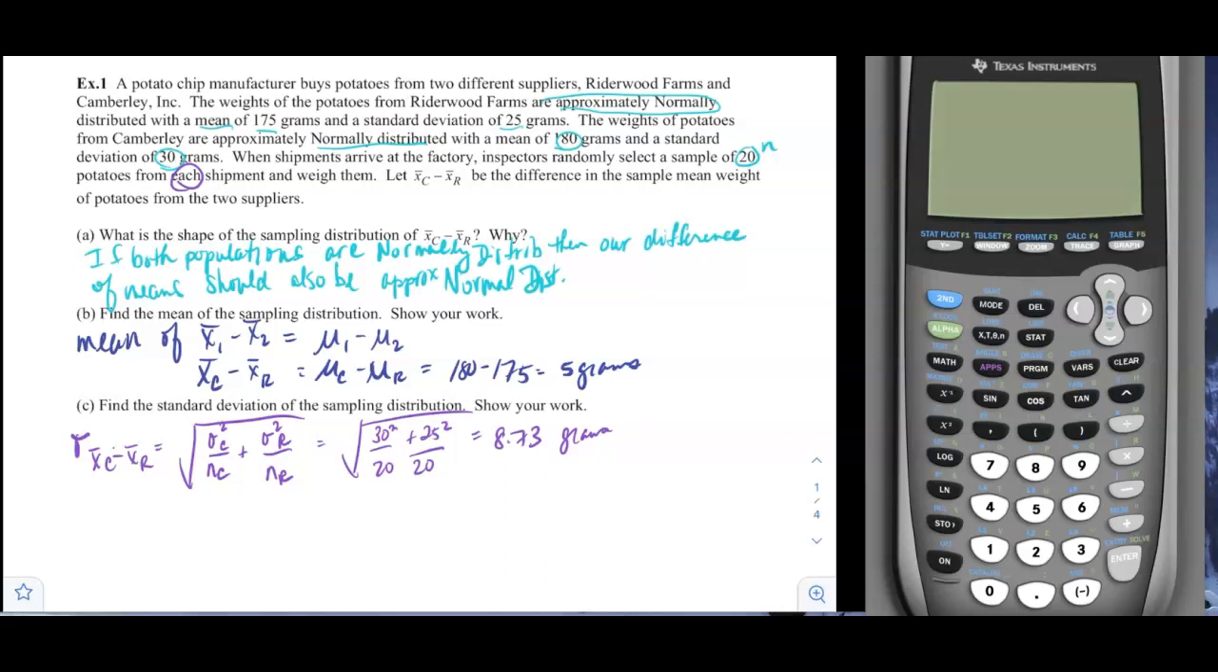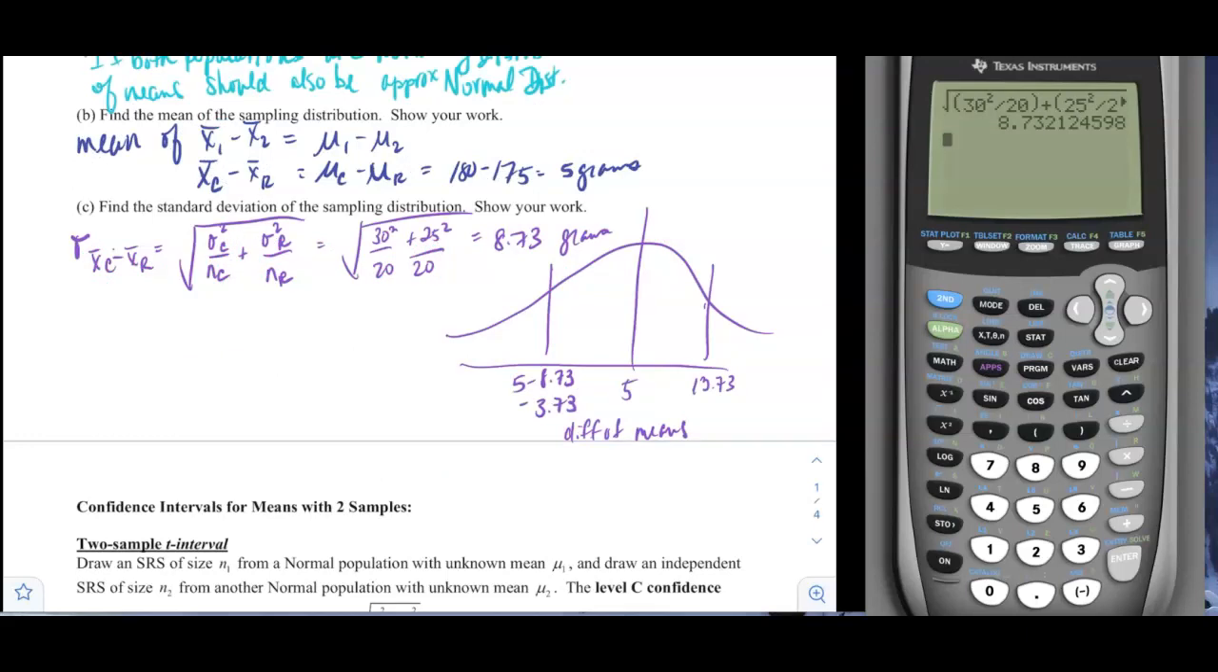So now we could draw our normal curve and say that the difference has a 5 right in the middle of that, and that it's an 8.73 spread. So basically this would be what our normal curve would look like. A couple points here. These would end up being, let's see, x̄C minus x̄R, right? When we're saying that the average amount is usually 5 grams, and then it's off by as much as 8 grams in either direction. So the difference could go up as high as 13, 1 standard deviation up to 13, 1 standard deviation down to negative.